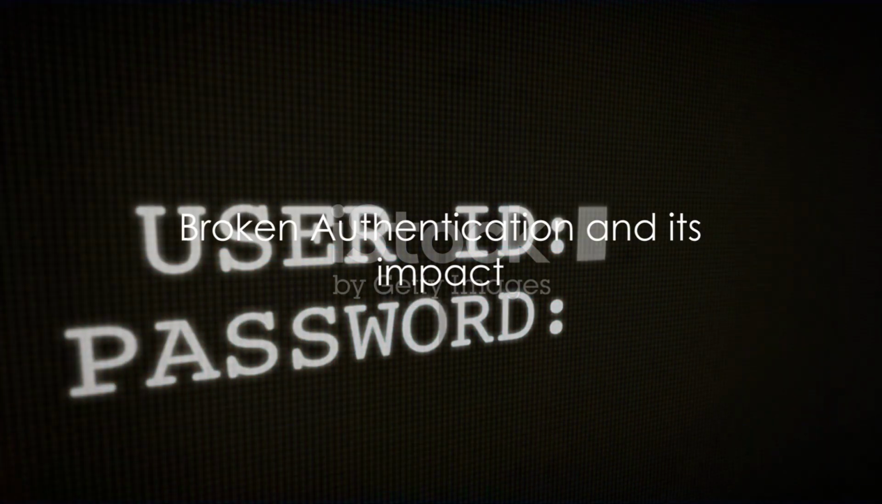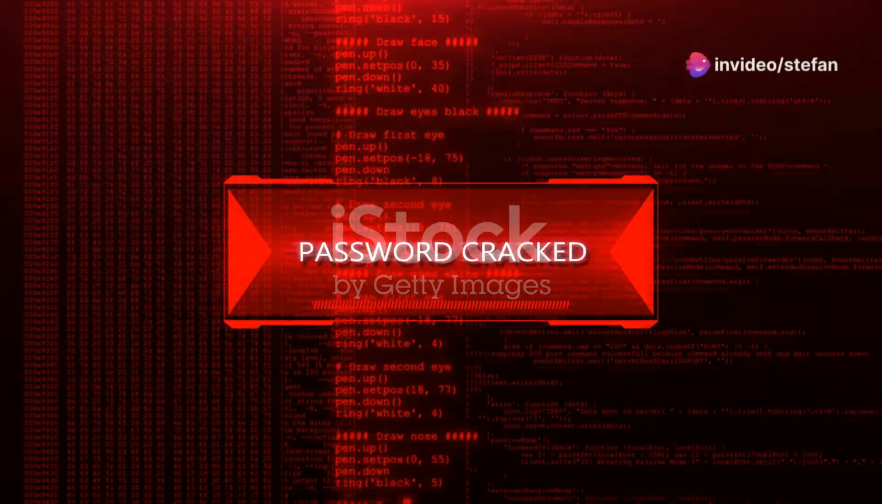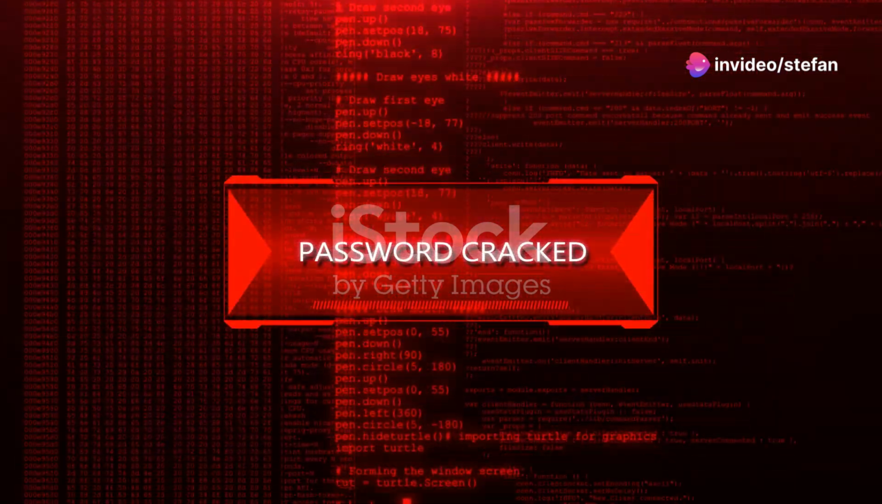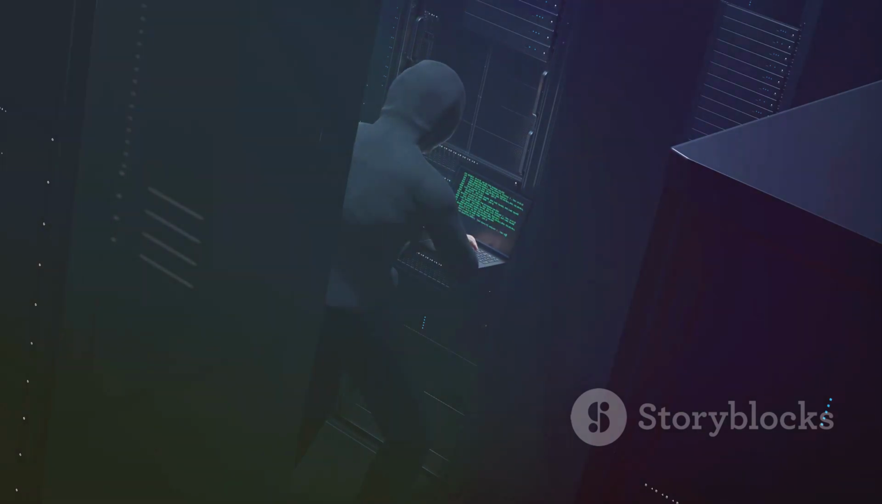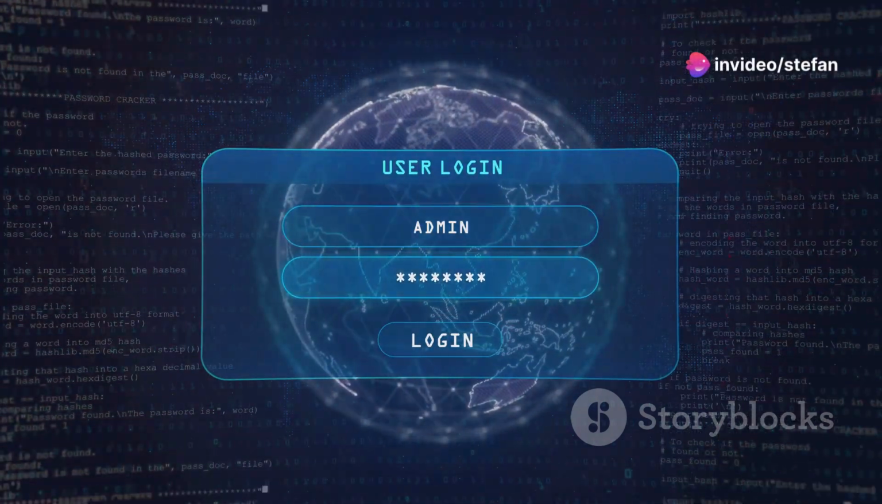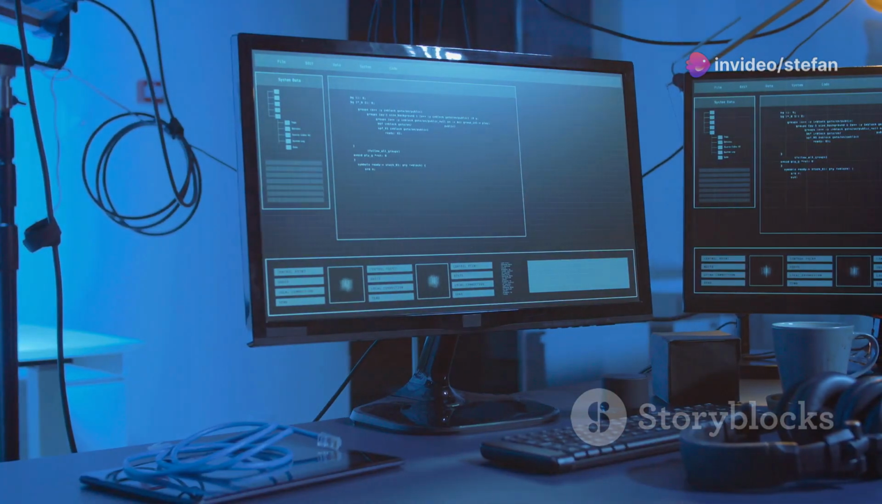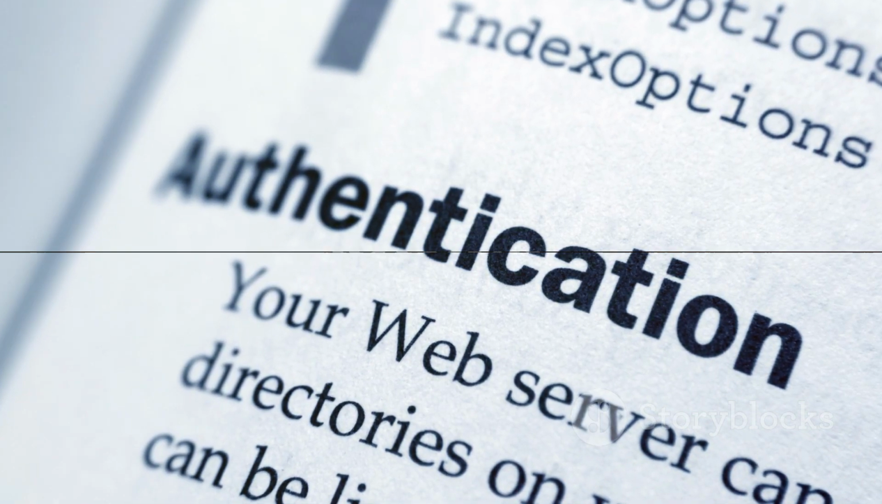Second on our list, broken authentication, a seemingly minor flaw with major implications. This occurs when application functions related to authentication and session management are implemented incorrectly, allowing attackers to impersonate users. Imagine having a lock with a faulty mechanism. Anyone with a bit of know-how could potentially gain access. The damage? Unauthorized access to sensitive data, identity theft, and even total system takeover. It's a silent yet deadly cyber threat. Remember, strong authentication is a cornerstone of web security.